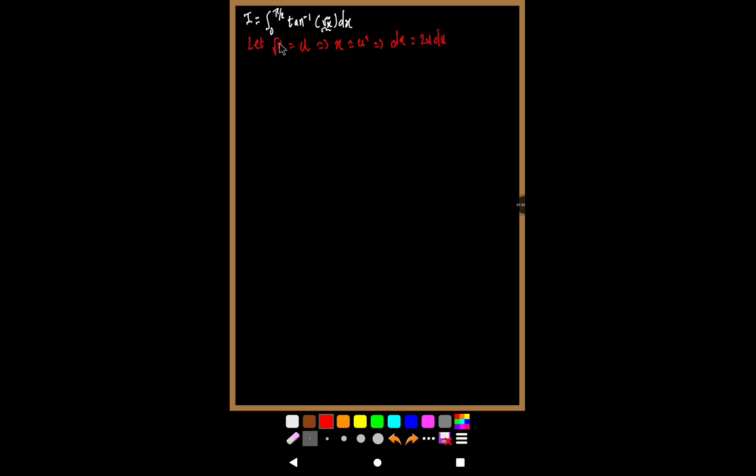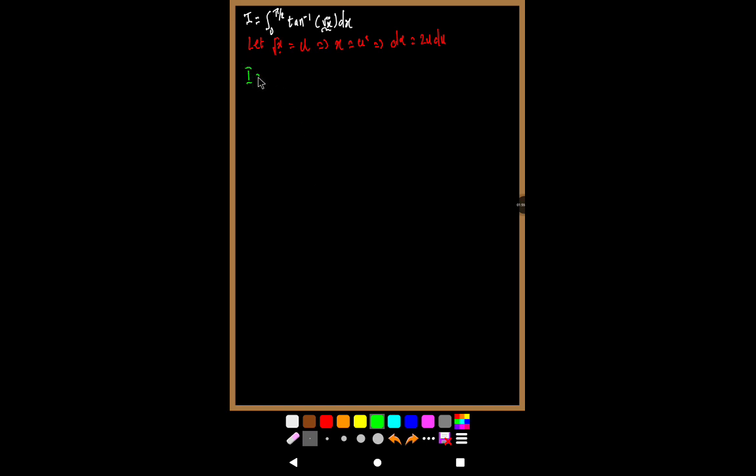Now check this problem. The limit is going to change. You know, this is 0 to pi over 2. So when x is 0, if you input 0 here, we're going to have square root of 0, which is still 0. But when x is pi over 2, we input pi over 2 here, you're going to have square root of pi over 2. So the limit is going to change, all right?